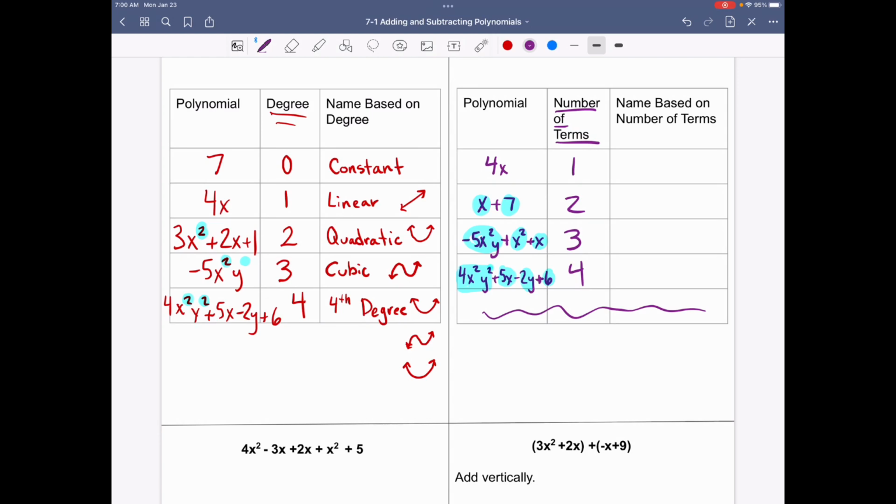So we use some Latin roots to name these. Mono means 1, so we have a monomial. Bi means 2, like a bicycle, so this is a binomial. And then you could have a tricycle, so that'd be a trinomial, meaning 3. And once we get above 3, anything above 3 is just a polynomial. So if I were to have another row here and we had 5 terms, it would still be a polynomial.